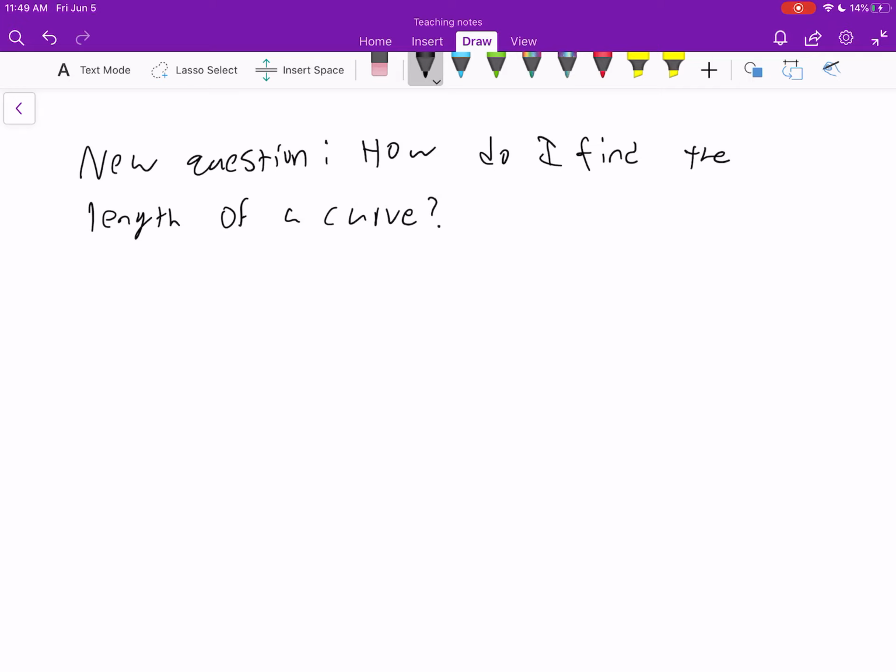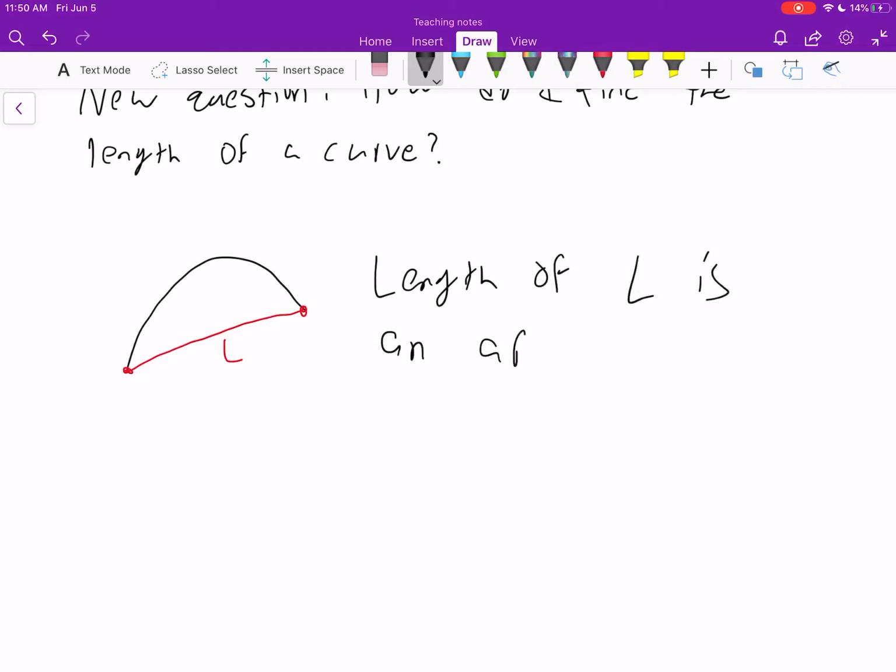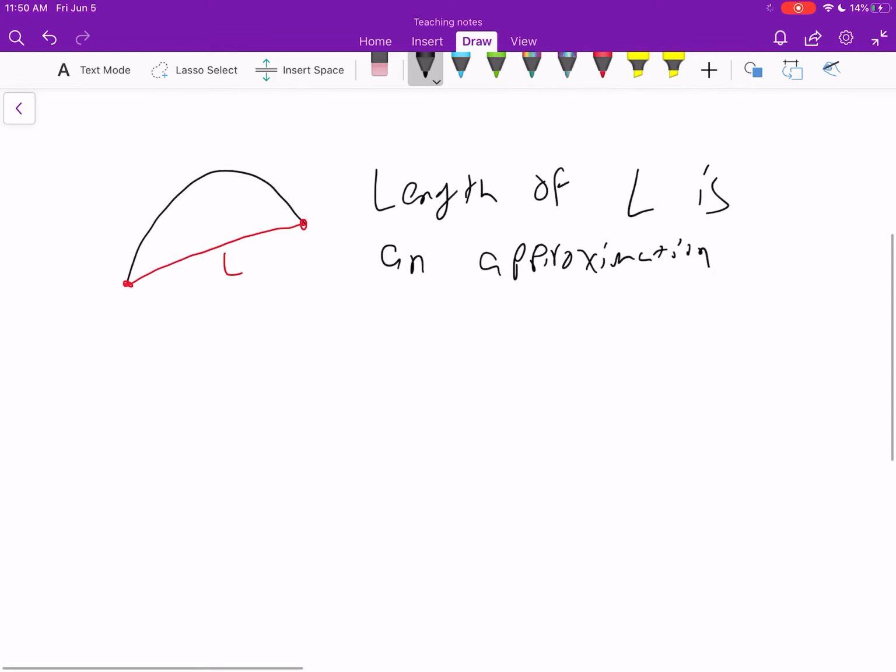So the idea behind this is, if I have a curve, let me draw just a curve that looks like that, and I want to find the length of this curve. One thing I can do is take the endpoints here and connect them, and that'll give me some sort of approximation. If I just find the length of this line, that'll be an approximation to the actual length of the curve.